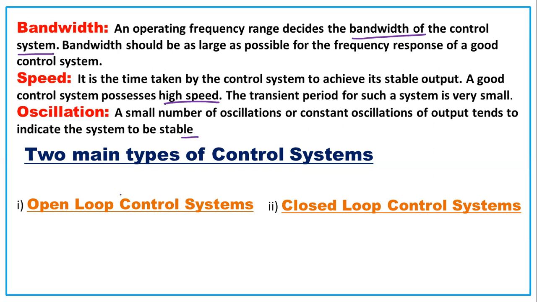Now coming more into the subject, you can expect a question from here, maybe a 3-mark question in your university exam. What are the two types of control system? First one is the open loop control system and second one is the closed loop control system. Very, very important. First of all, let's see the open loop control system.